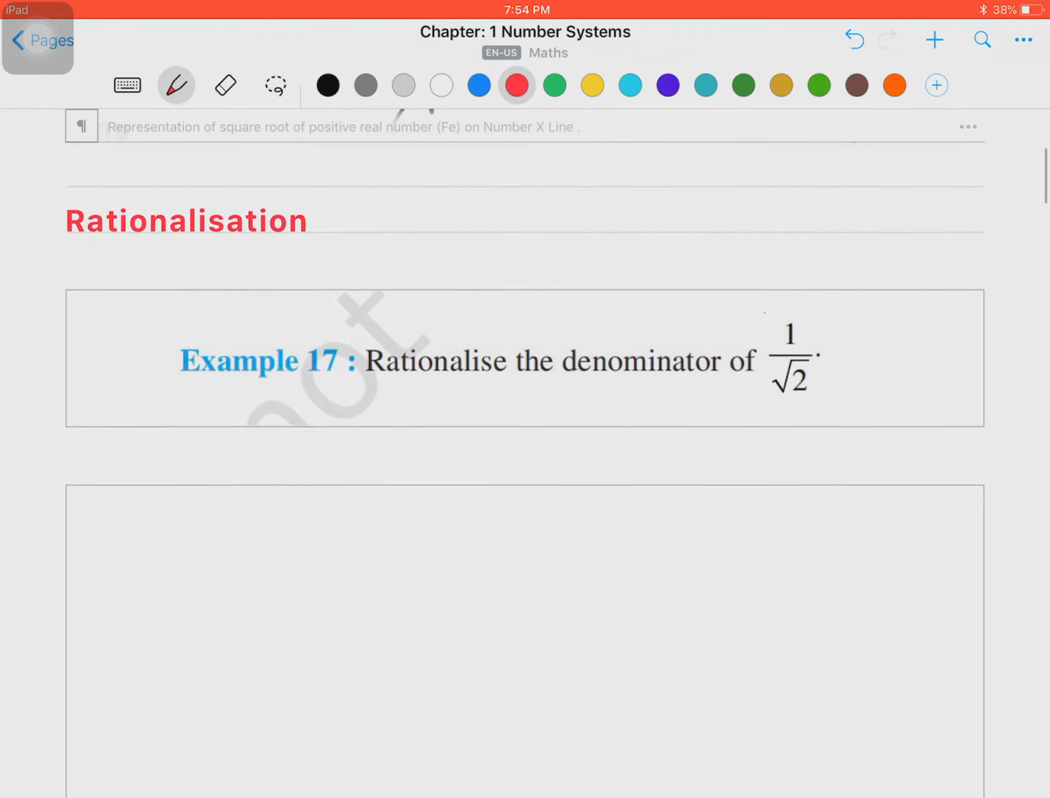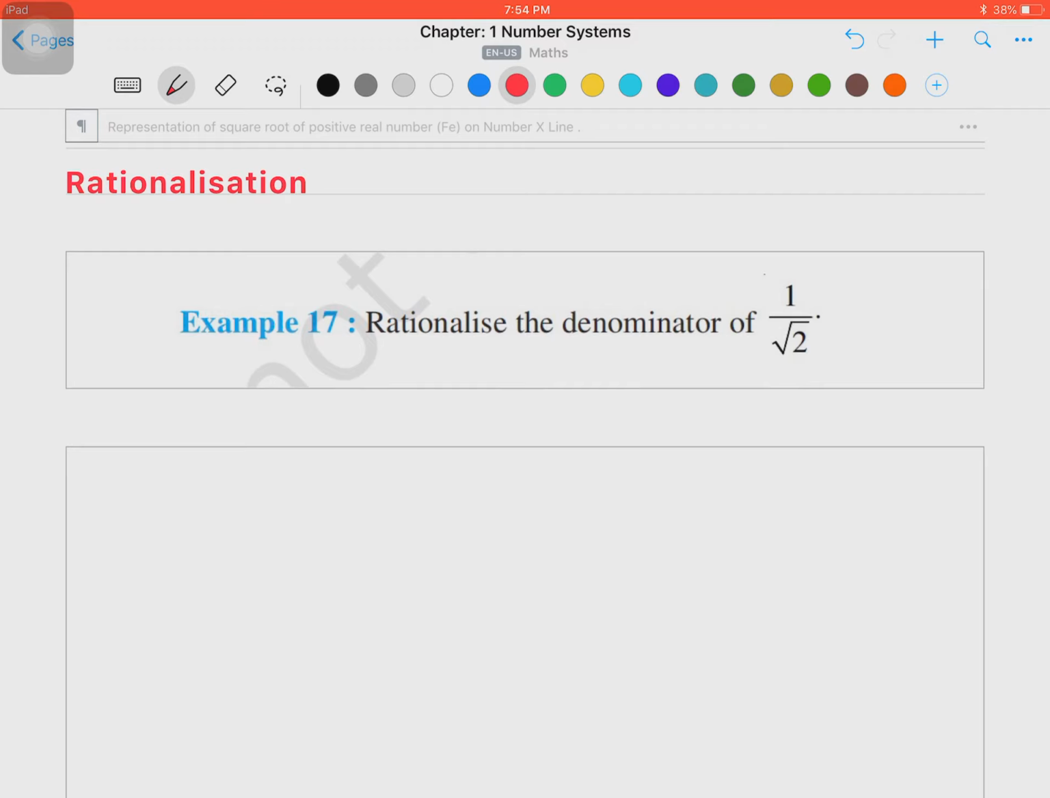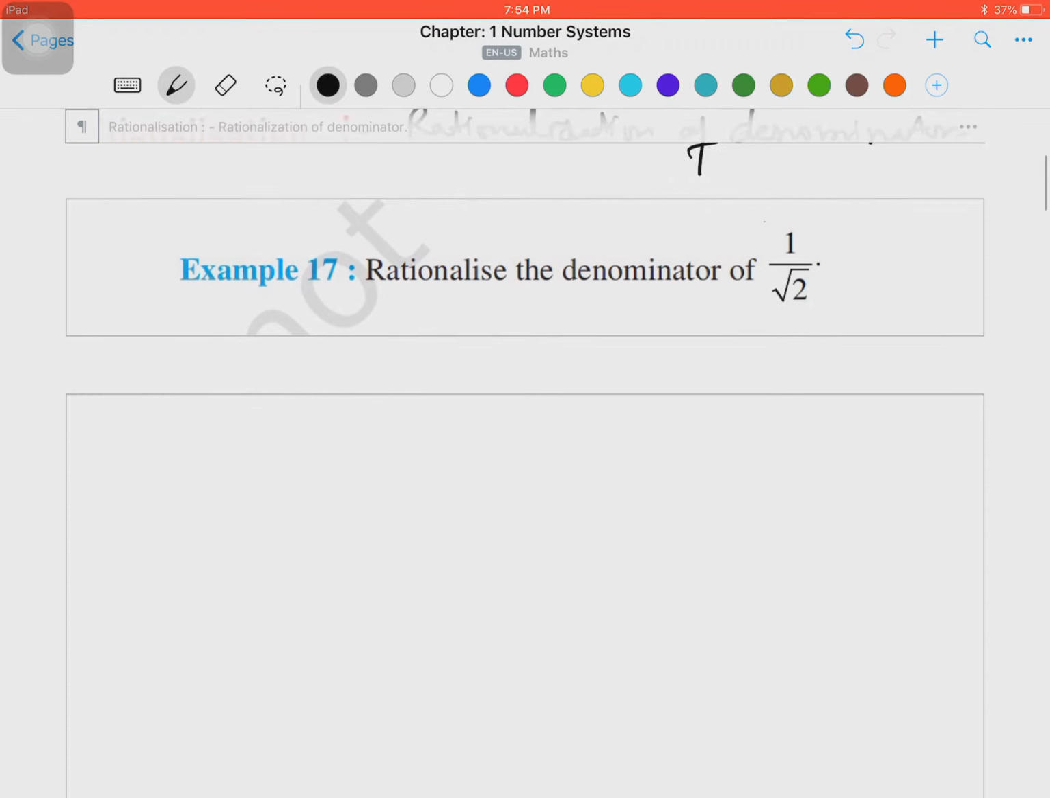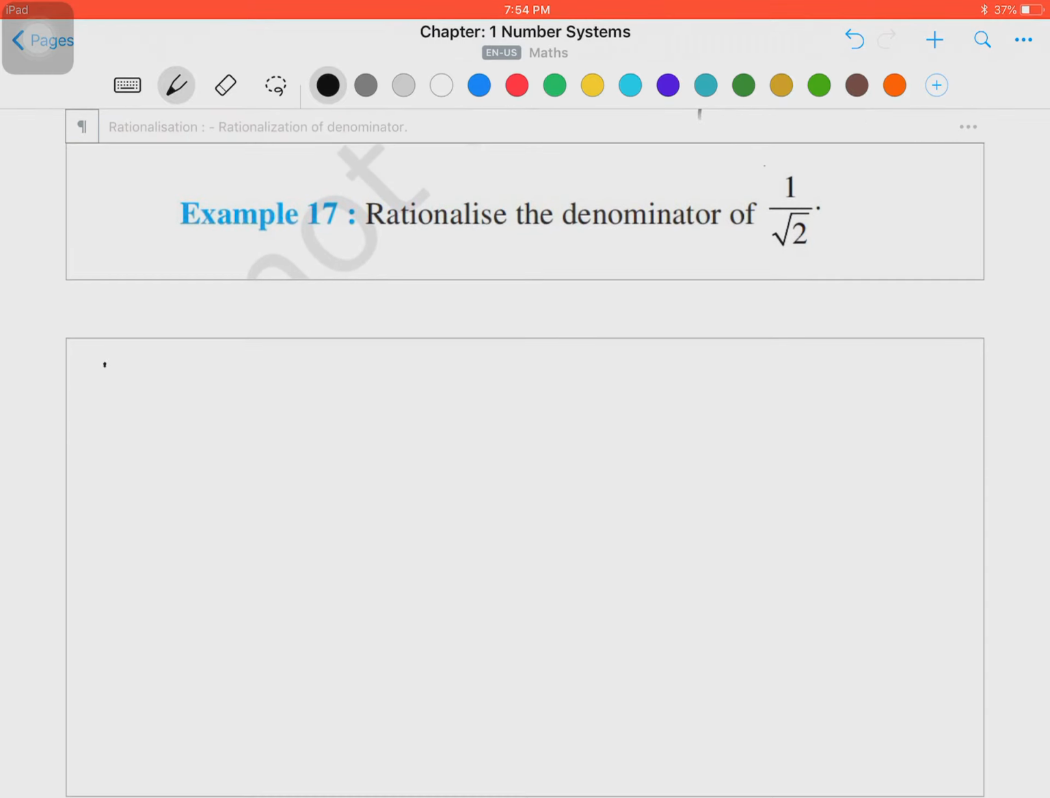Okay, but next we'll cover the next topic, which is rationalization. So rationalization simply means rationalization of the denominator. Suppose, like in this example, number 17 of your NCERT textbook, we have the number 1 by 2 root 2.